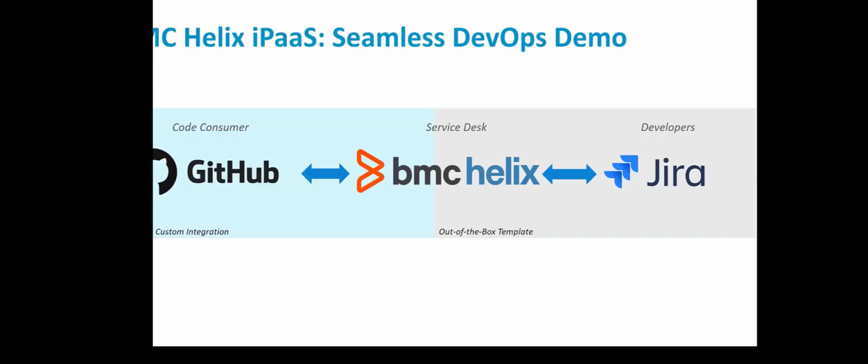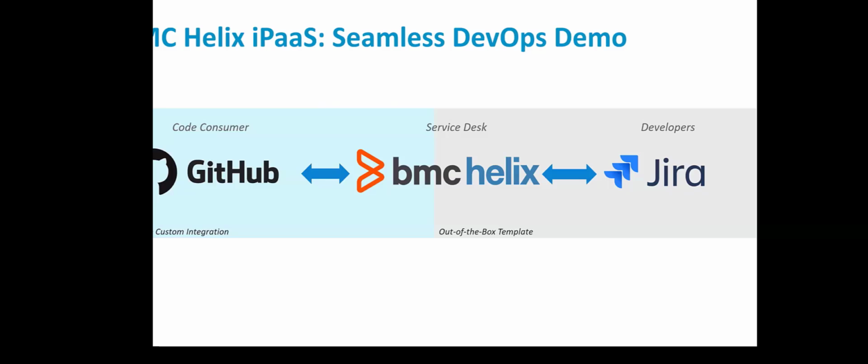So what we're going to be going through today is both an out-of-the-box integration using our out-of-the-box Jira template, as well as showcasing how easy it is to build your own low-code, no-code type of custom integration. So what we're going to do is come into the demo as a code consumer who submits an issue in GitHub, and that will send that issue to Helix ITSM.